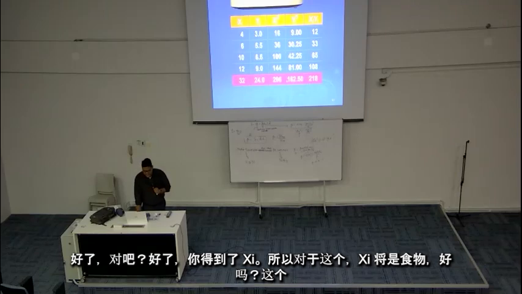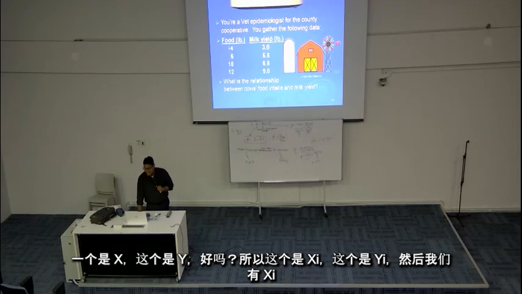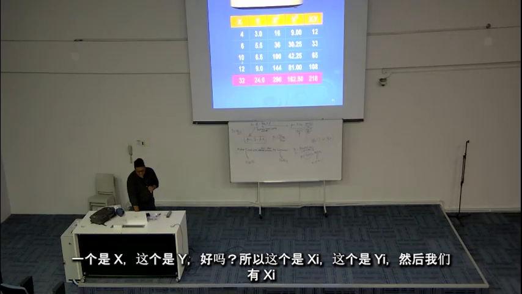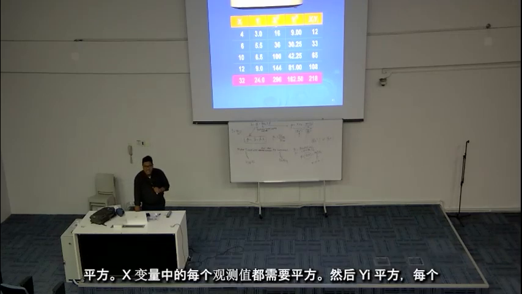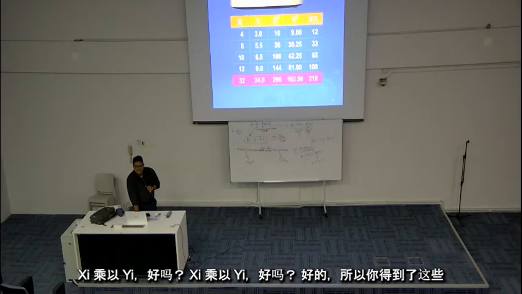Alright, so you get the Xi. For this one, Xi will be the food. This one is X, this one is Y. So this one is Xi, this one is Yi, and then we have the Xi square. For each observation in the X variable you need to square, and then Yi square, each of the observations in Yi you need to square as well. And then Xi multiplied by Yi.